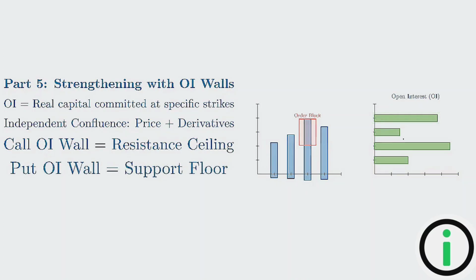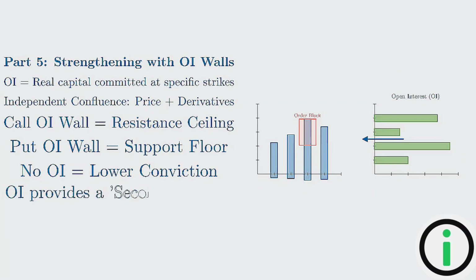If your zone has no meaningful OI nearby, treat the setup as lower conviction. There is less capital actively defending that price, making it more likely to be swept through. By the end of this scene, you will understand how to use the options chain to provide a second opinion on your technical zones.